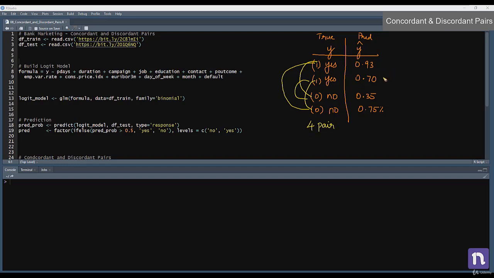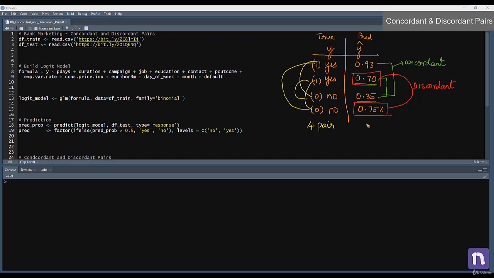Now let's take the case of these two pairs. The score of yes is greater than the score of no. So this is concordant. Let's take these two pairs. The same applies. The score of yes is greater than the score of no. But if you take these two pairs, the score of no is greater than the score of yes. So this is discordant. Whereas all the remaining three pairs are concordant. This is the concept behind discordant and concordant.